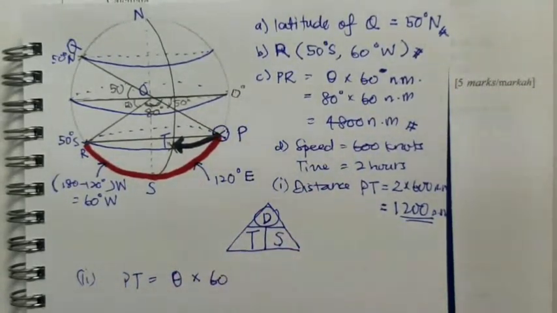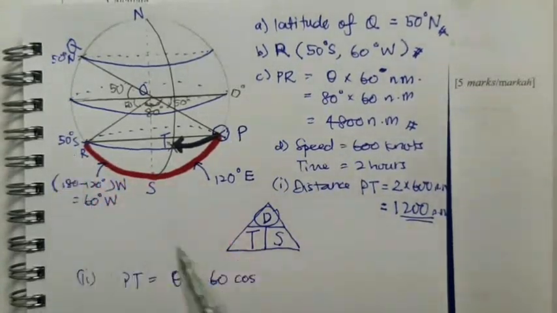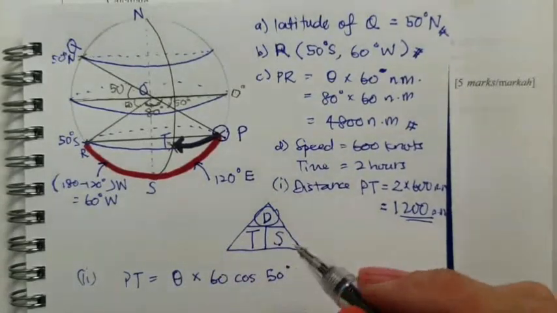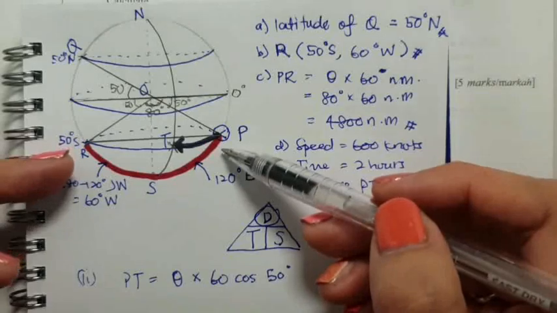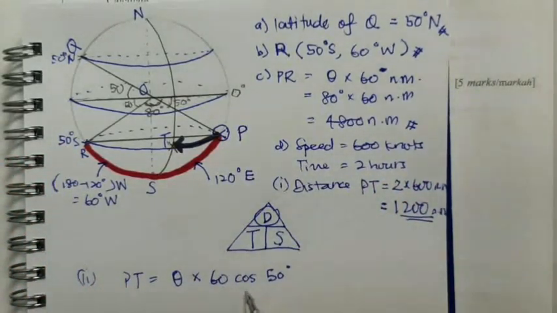This is the formula to find the distance along the great circle, but because this is smaller than the great circle, cos of the 50 degrees south, so we have to times that 50 degree. It is smaller because it's not the great circle, it's along the 50 degrees south, so it will be theta times 60, smaller because of 50 degree. You can remember this way. This is the formula anyway.